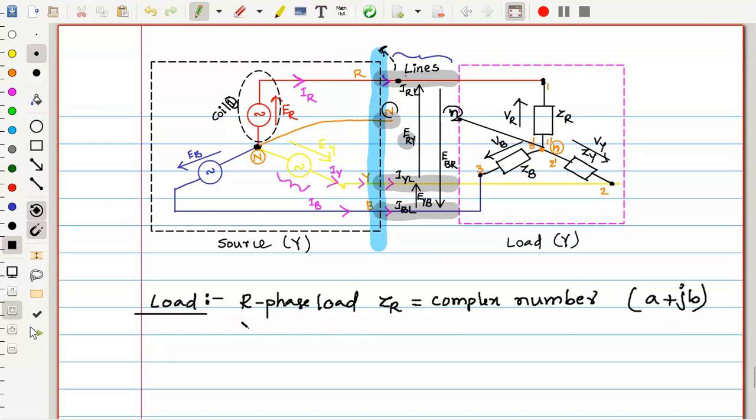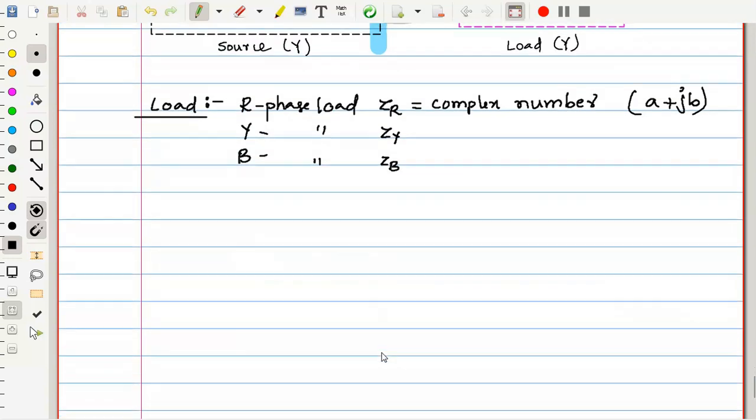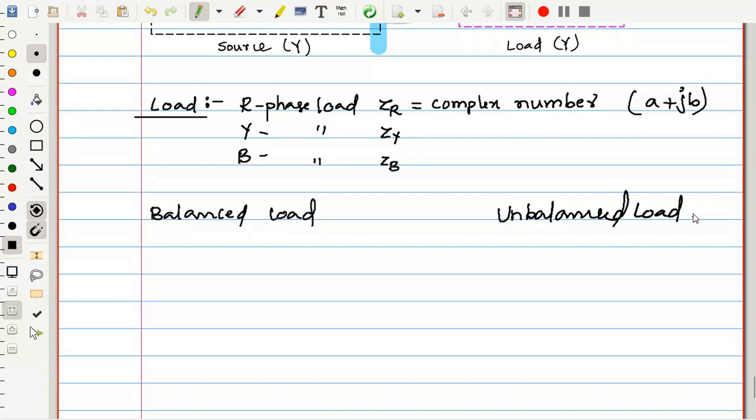Similarly, the other corresponding Y phase and B phase loads are ZY and ZB. Now here I want to point out one important thing: balanced load and unbalanced load. Just like balanced source and unbalanced source, here also we have this category.